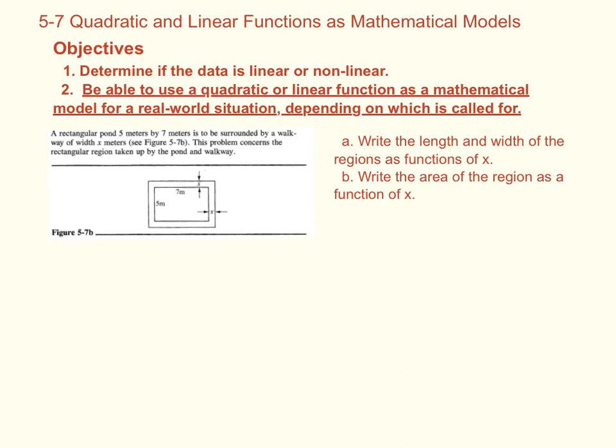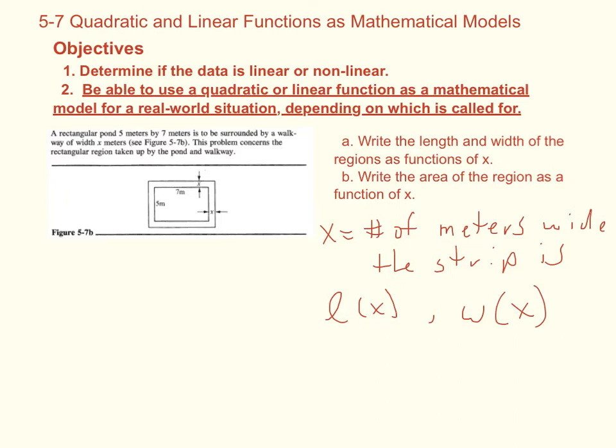Okay, here's a second problem for you. A rectangular pond, 5 meters by 7 meters, is to be surrounded by a walkway of width x meters. Just as you see it, this problem concerns a rectangular region taken up by the pond and walkway. So write the length and width of the regions as functions of x.